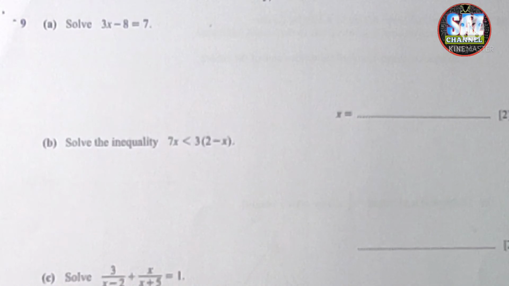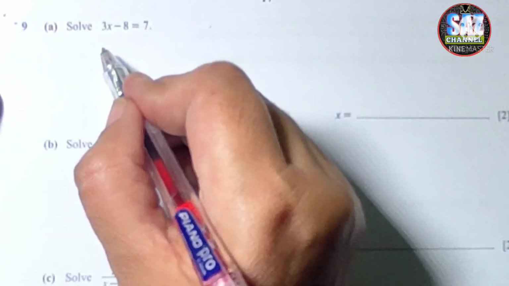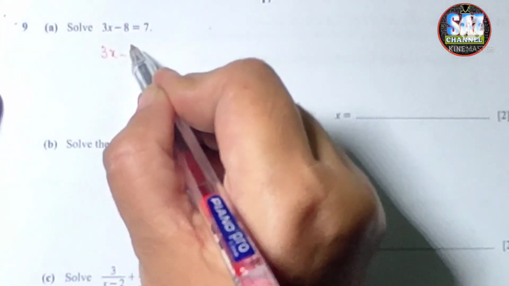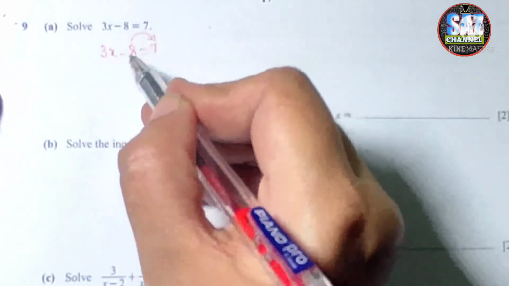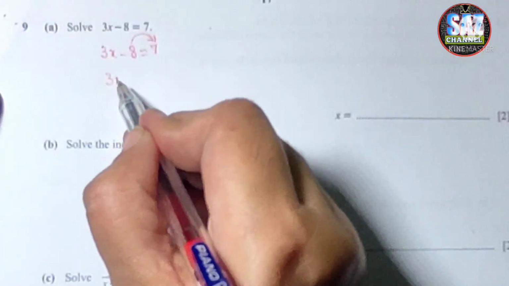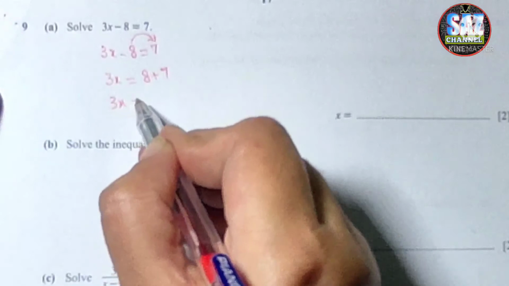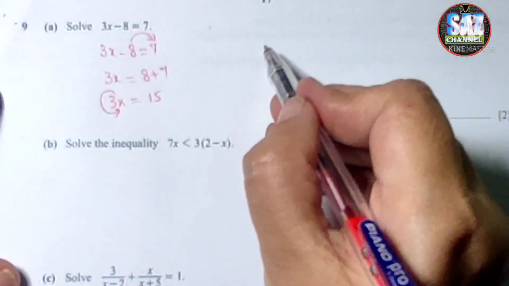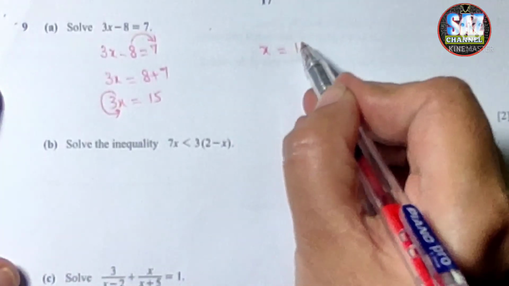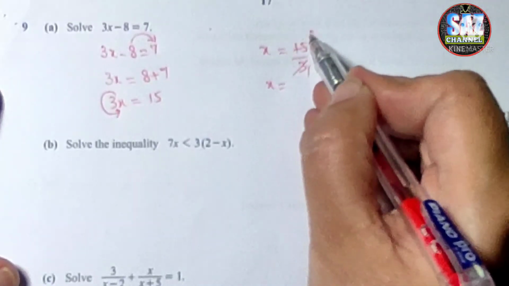Question number 9 is about algebra. Very easy question. D1, chapter number 4. Okay, the question says solve 3x minus 8 equals 7. So what we have to do, we should have good command of the basic rules of integers and the solution of simple linear equations. Shift 8 to the other side. 8 plus 7, 3x equals 15, and in order to get the value of x, we have to shift 3 to the other side. X equals 15 by 3, and x equals 3 ones are 3 and 3 fives are 15.